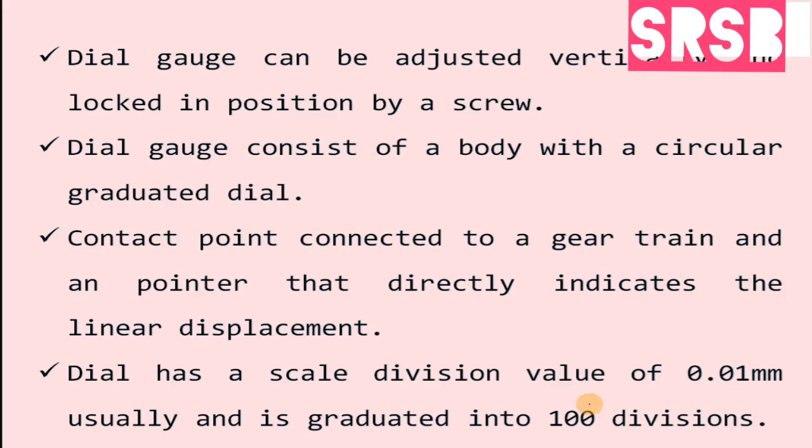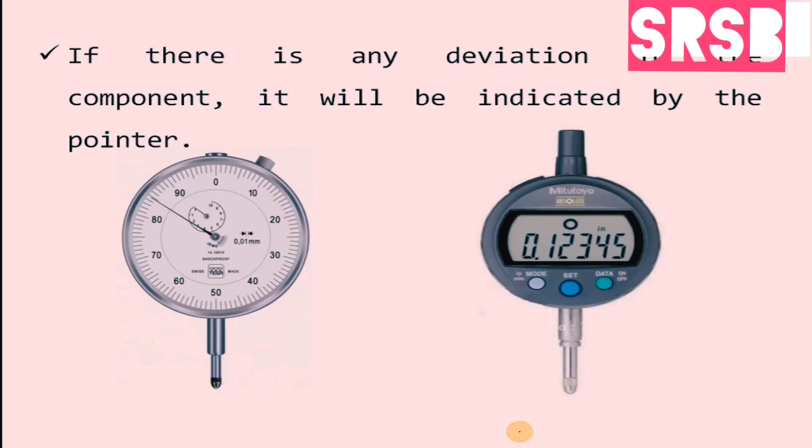The dial has a scale division of 0.01 mm. Usually it is graduated into 100 divisions. It looks like this, these lines, 0.01. So going from 10 to 20 crosses 0.1 mm. One complete revolution equals 1 mm. When the pointer completes one revolution in this dial, it shows that value. The revolution counter shows from 1.